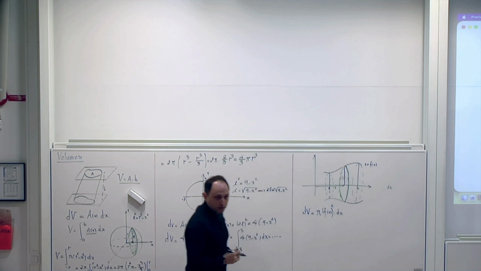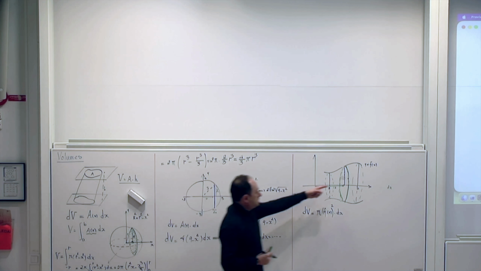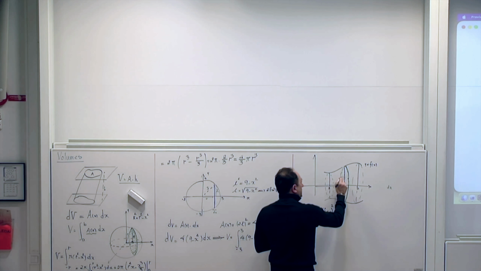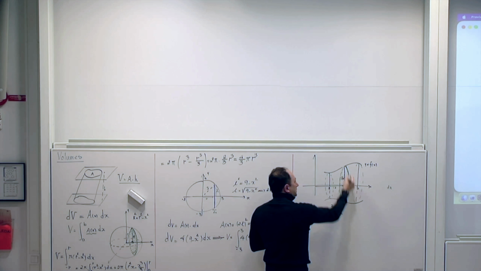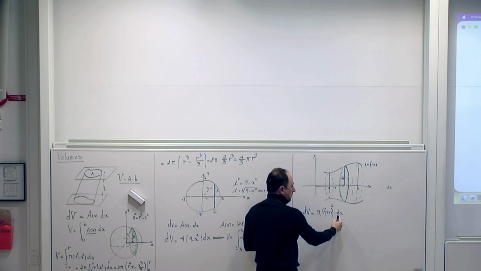Why power 2? Because the area of a circle is pi times the radius to power 2. So this length is just f of x, which is playing the role of the radius. I raise it to power 2, it becomes the square of the radius multiplied by pi. This is the area of this disk multiplied by dx.